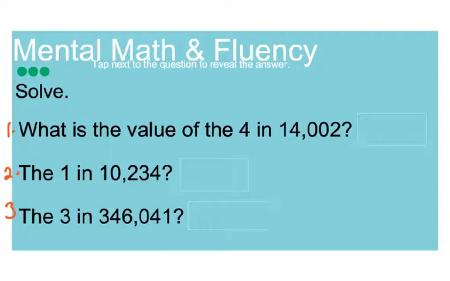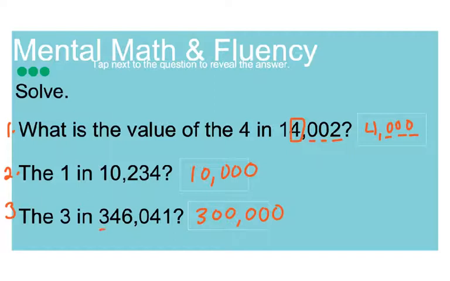The value of the 4 in 14,002 is 4,000. The value of the 1 in 10,234 is 10,000. And the value of the 3 in 346,041 is 300,000. Take a look at this for a minute. Notice, boys and girls, in the first problem, if I just replace the hundreds, the tens, and the ones with the 0, I've given you the value. If I take the 3 in 300,000 and every place value after it turns to a 0, it gives you the value.